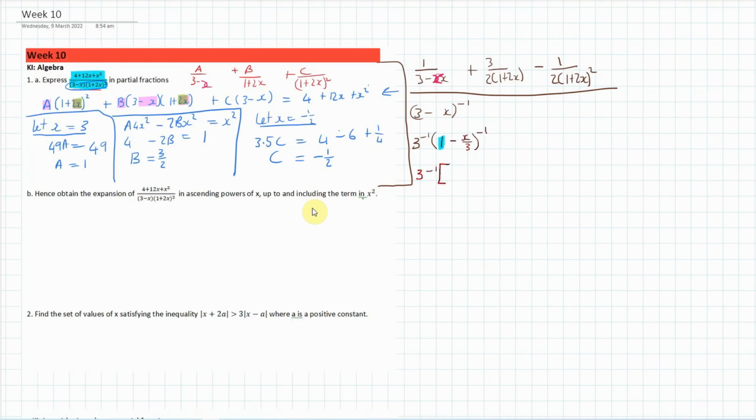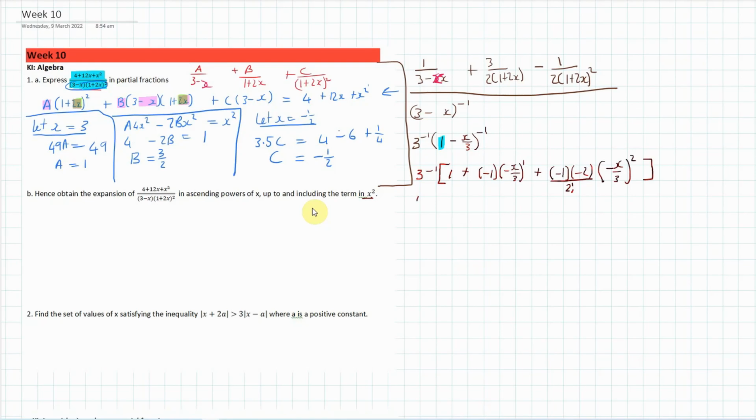We're going up to the term in x squared, so the first term is 1. The second term is plus negative 1, so we take our power, negative 1, we multiply it by our x term, and that's to the power of 1. Then the next one is going to be negative 1 times negative 2, so we do the first power, minus 1, drop it down, times it by that, negative 2, put it over 2 factorial, and we're now timesing by negative x over 3 all squared, and that's as far as we need to go.